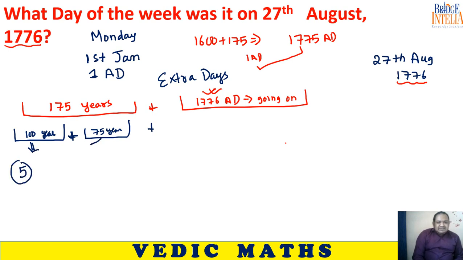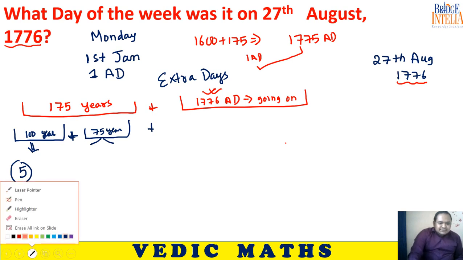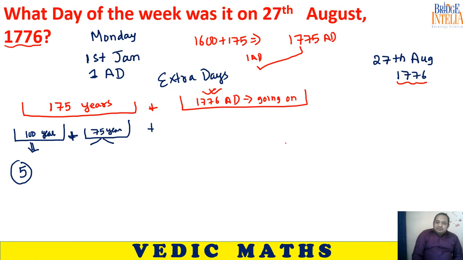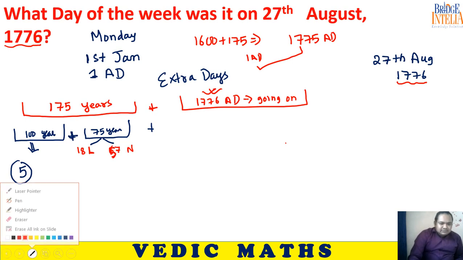In these 75 years, some are leap and some are normal. So 75 divided by 4: 18 fours are 72, so 18 are leap years. So the remaining 57 years are normal. So let's take the total count of leap years from here.